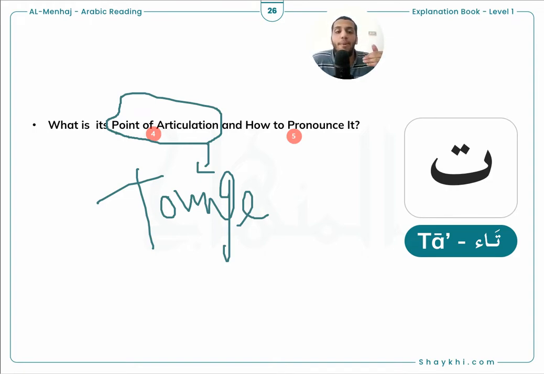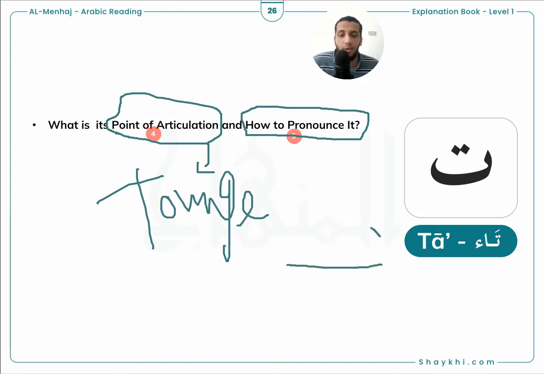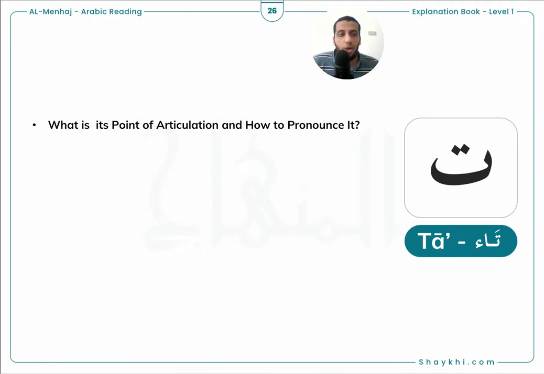Okay, how do we pronounce this letter? This is the second question to discuss in detail: in which part of the tongue, and how the tongue will touch, to pronounce this letter. But you have to know, first of all, that the tongue, imagine that this is a tongue. We will imagine now that this is the head, and we have here the tongue.